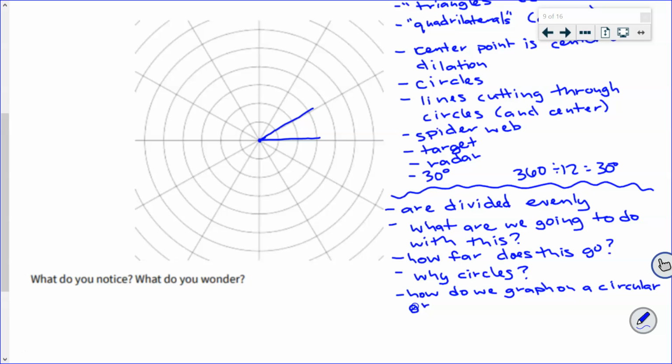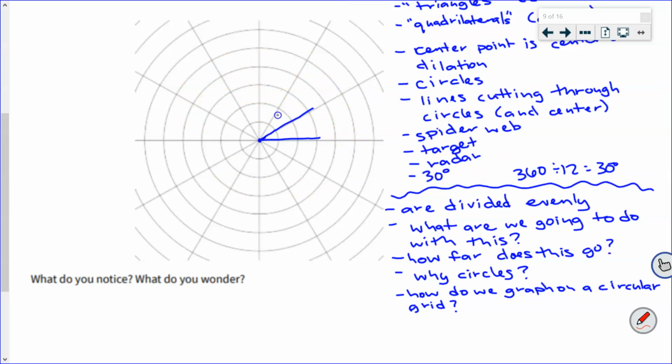How do we graph on it? That question will be answered in about 11th or 12th grade. However, to preview it, this little bit of information we do need to know. We needed to know the 30 degrees because we use it to measure angles.